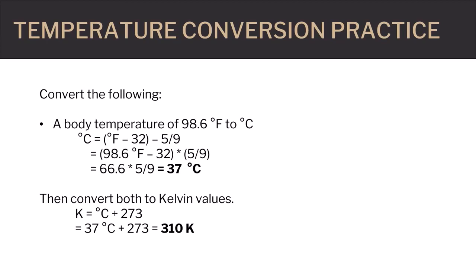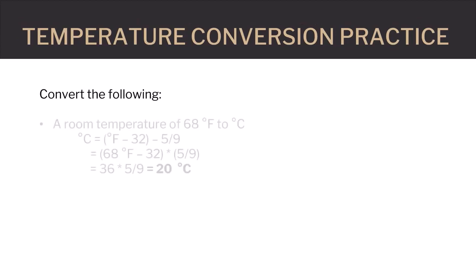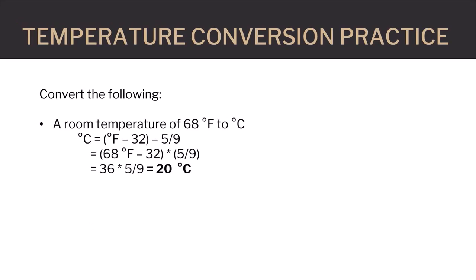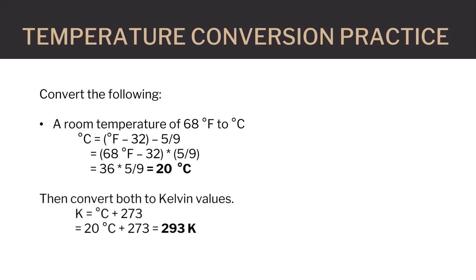Let us pause for a moment so that you can try the second problem on your own. Just the same as the previous example problem, you will subtract 32 from the Fahrenheit temperature provided and then multiply the result by 5/9. That should give you a final result of 20 degrees Celsius. If we add 273 to that result, we obtain 293 Kelvin. Note that we did not use the degree symbol before the Kelvin unit. If you want to practice further, you can try converting the values back to Fahrenheit.